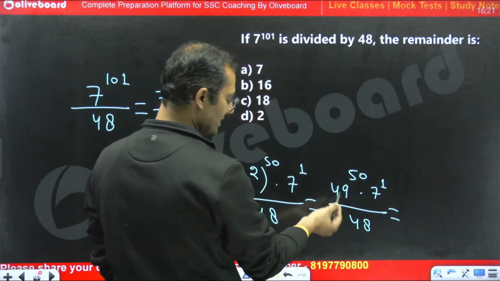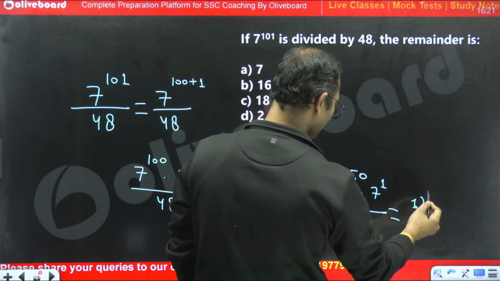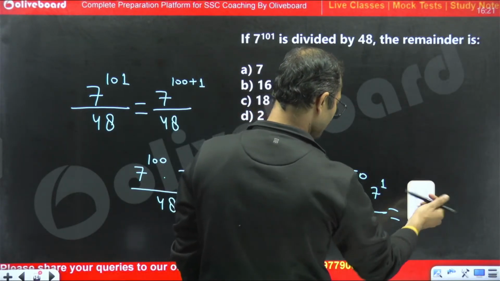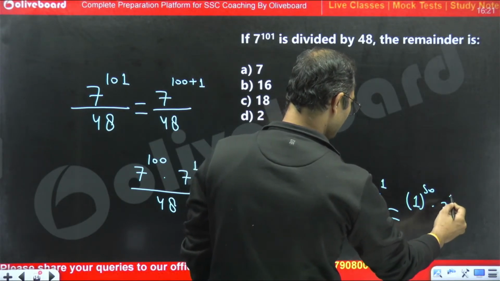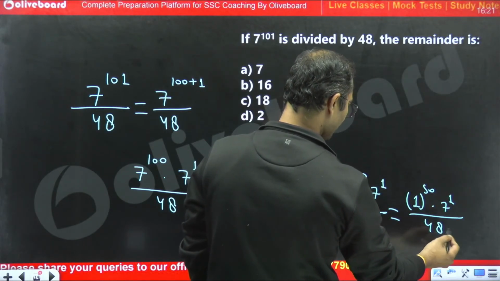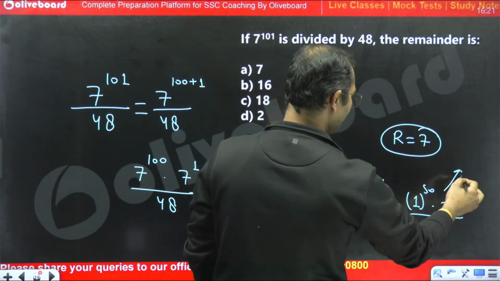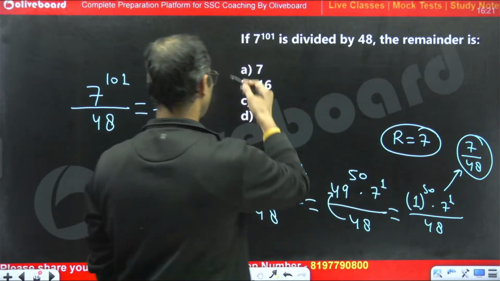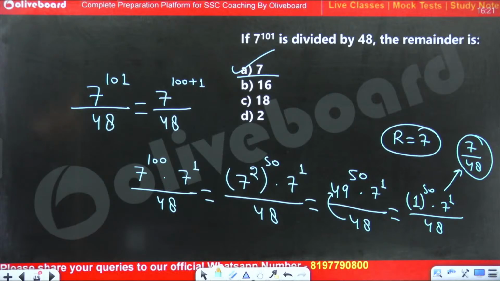Simply, if I divide this, I will get 1 to the power 50 into 7 to the power 1 divided by 48. So the remainder is what? 7, because I will get 7 by 48. So 7 by 48, the remainder is 7. Option A is the right answer.